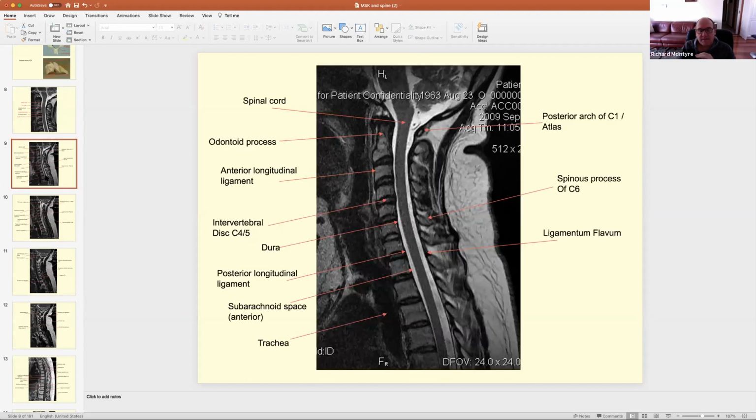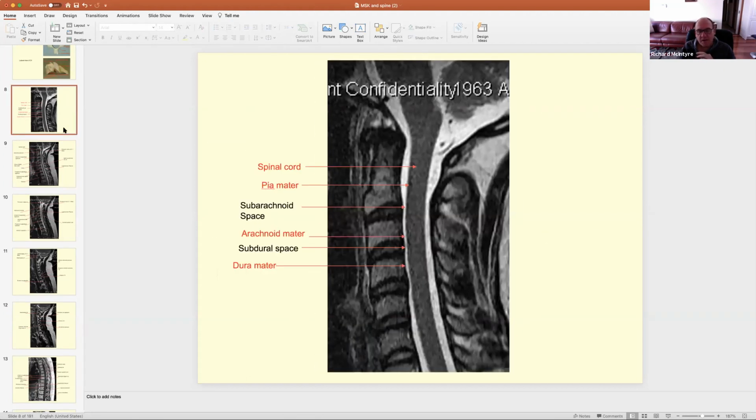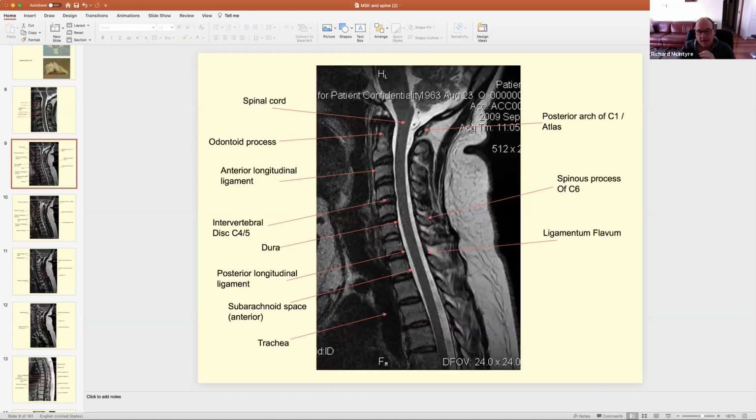Okay, so that's the coverings of the cord that we're looking at. Of course, now we're going to look at the structures around the cord. Okay, so we've got the C1. We can see the posterior arch of C1, or the atlas. And then we've got the odontoid process of C2, the axis, and the posterior arch of C2.